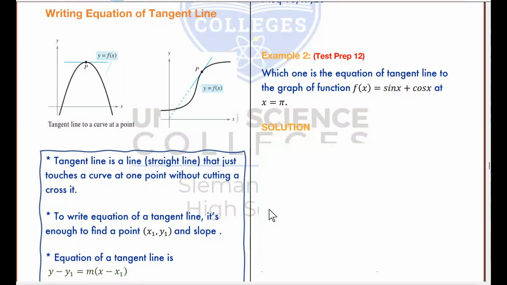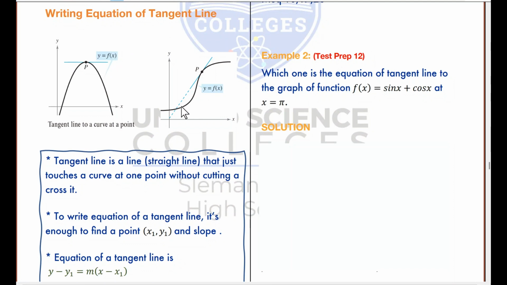Hello everyone. This video is about how to write the equation of a tangent line. In the previous lesson we talked about how to find the slope of a tangent line. If we can talk about the slope of a tangent line, we can also talk about the equation of a tangent line. We already studied in the first chapter, second section, how to write an equation.